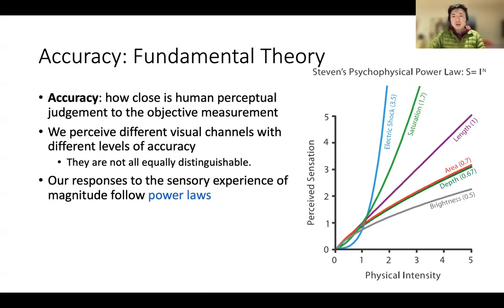And for this one, it says saturation. So that means how deep the color is. So people usually overestimate the color. That means when the actual value only, say, doubled from 1 to 2, people might think the change is about 3 times, and the ratio is about 1.6.